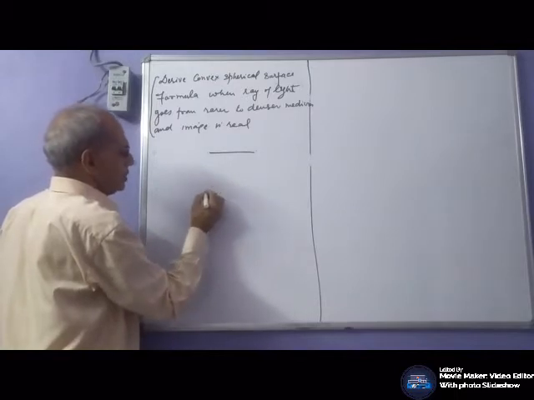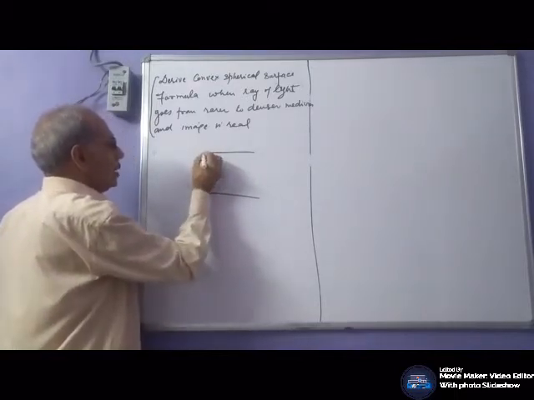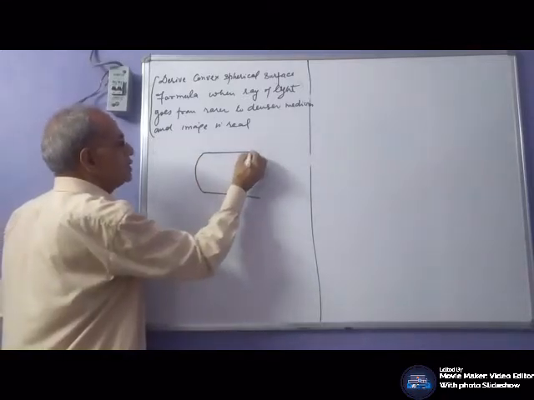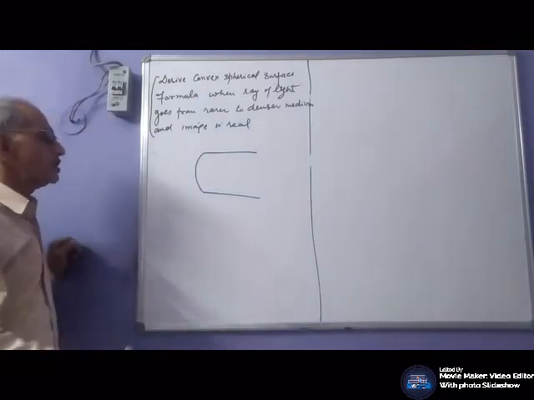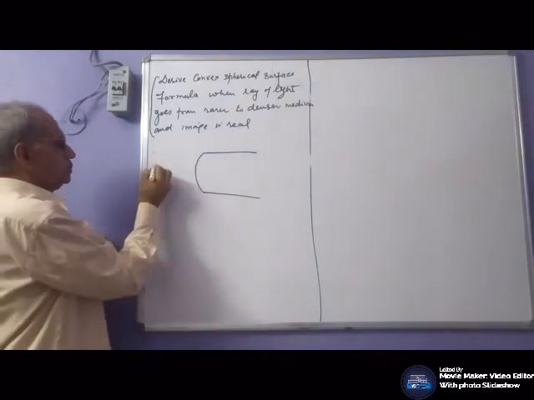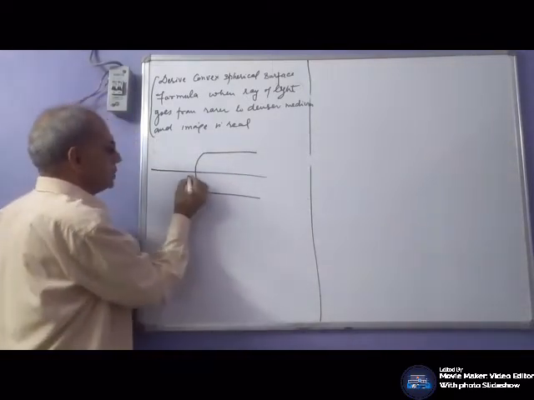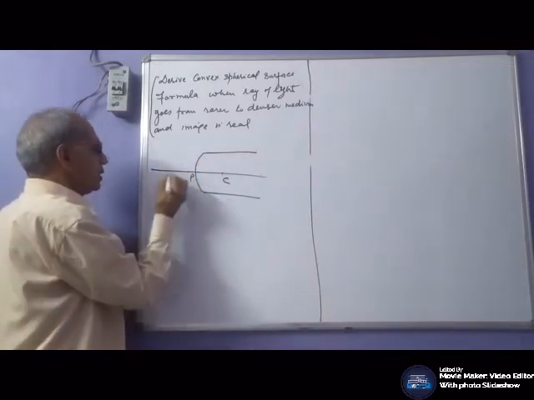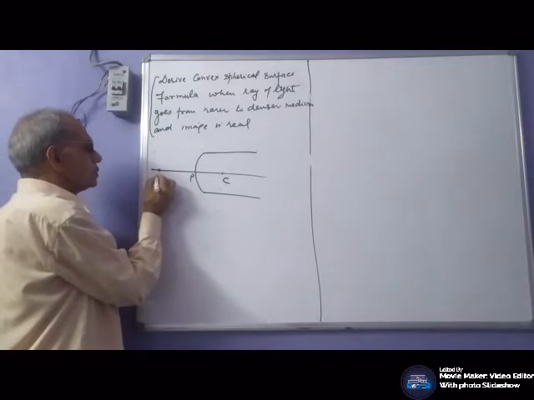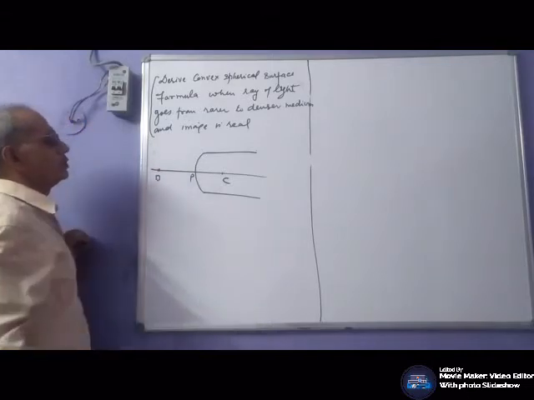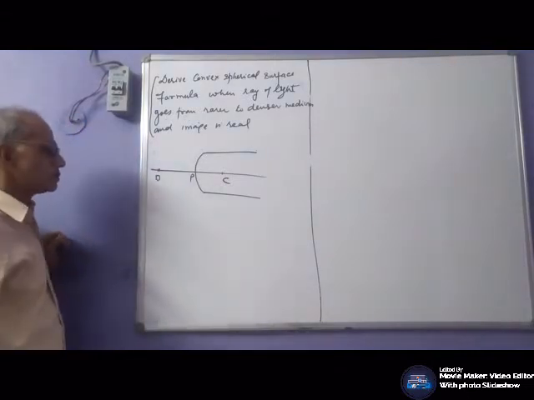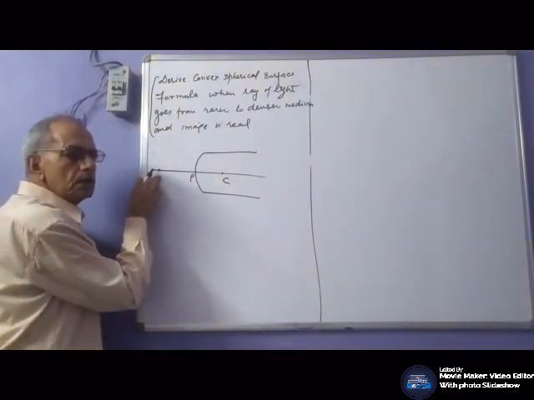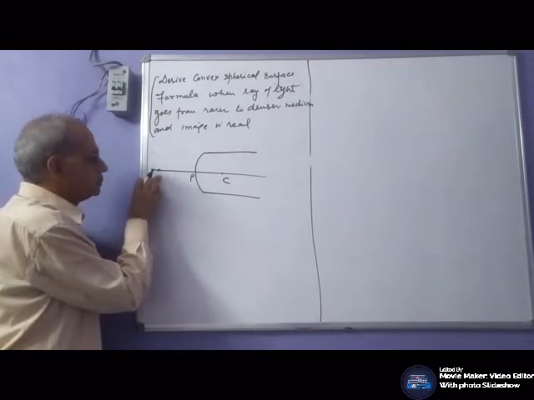This is glass and one surface of this glass is convex. This is a convex spherical surface. This is the principal axis, pole. This is the center of curvature. This is the point object, on the left hand side.